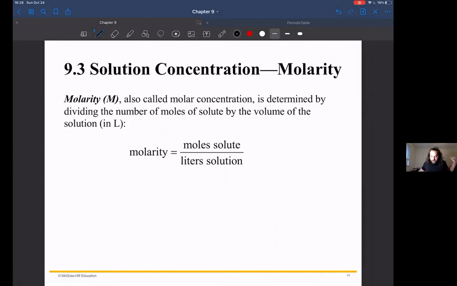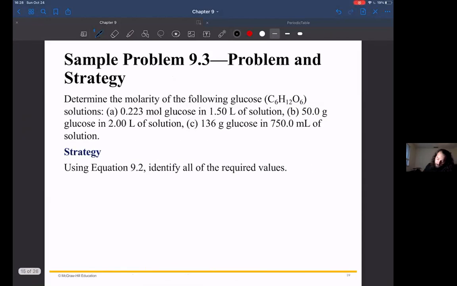Okay, the other way that we calculate concentration is what's called molarity, and the symbol is this big M here. Molarity is the moles of solute divided by liters of solution. So molarity is moles per liter. Okay. So how would we calculate this? Let's do part A. We have 0.223 moles of glucose in 1.50 liters of solution. Again, big M is moles over liters.